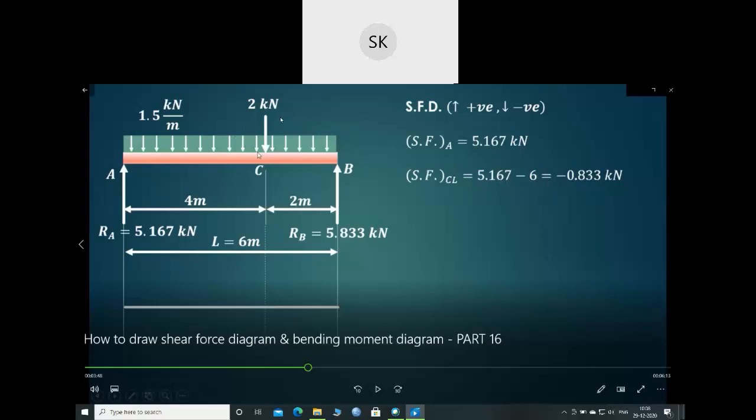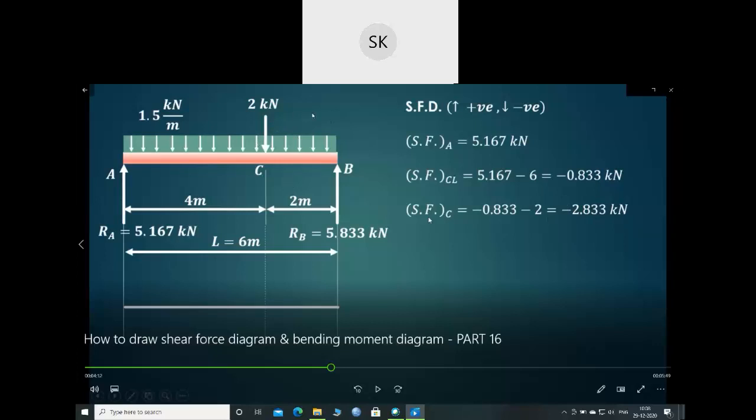If I take the shear force at C, I'll have three forces: Ra, this UDL, plus 2 kilonewton. In the next step, if you see, this is my Ra. They have simply taken this value, but you go with the procedure. You take Ra minus 1.5 into 4, minus 2 since it is in the downward direction. So this is my new value, that is the shear force at C.